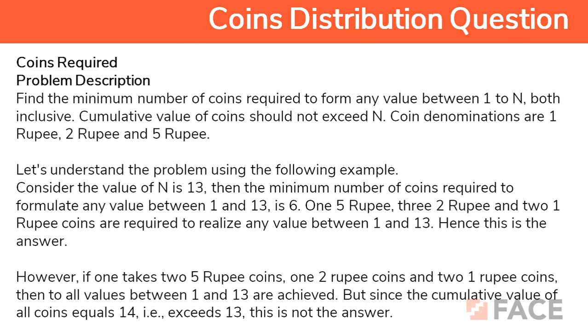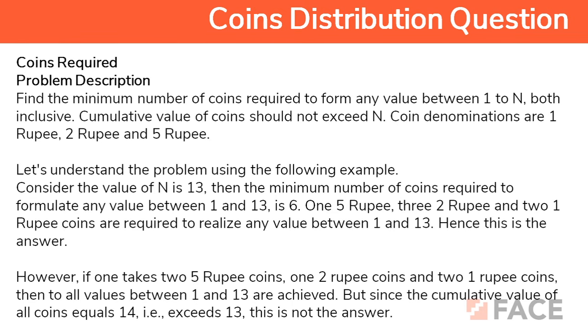I assume you would have read this page. So here we are talking about the minimum number of coins that are required to form any value between 1 and n, both the values included. They're also saying the cumulative value of the coins, that is the value of all the coins that I have, should not exceed n. The coin denominations are given as 1 rupee coins, 2 rupee coins and 5 rupee coins.